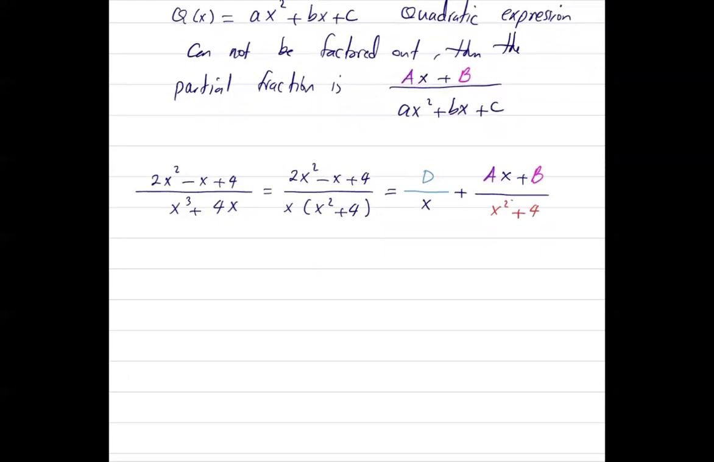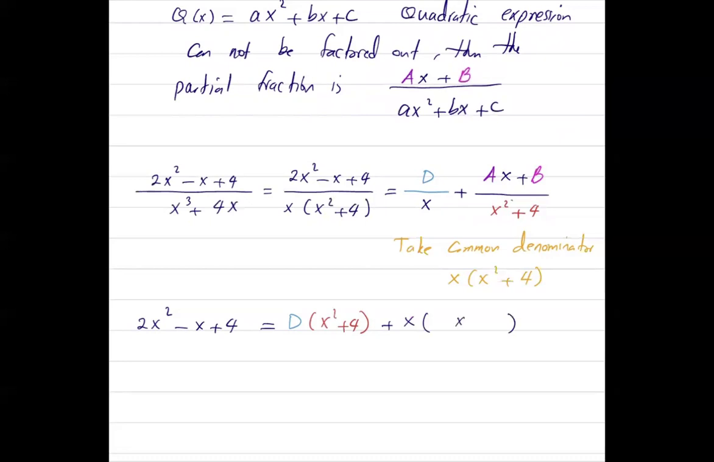Now take the common denominator, which is x times x squared plus 4. Okay, perfect. Let us begin. On the left-hand side, you have 2x squared minus x plus 4. And on the right-hand side, you have d times (x squared plus 4) plus x times (ax plus b). Very good. If you distribute d into parentheses and x into parentheses, you can simplify this further.